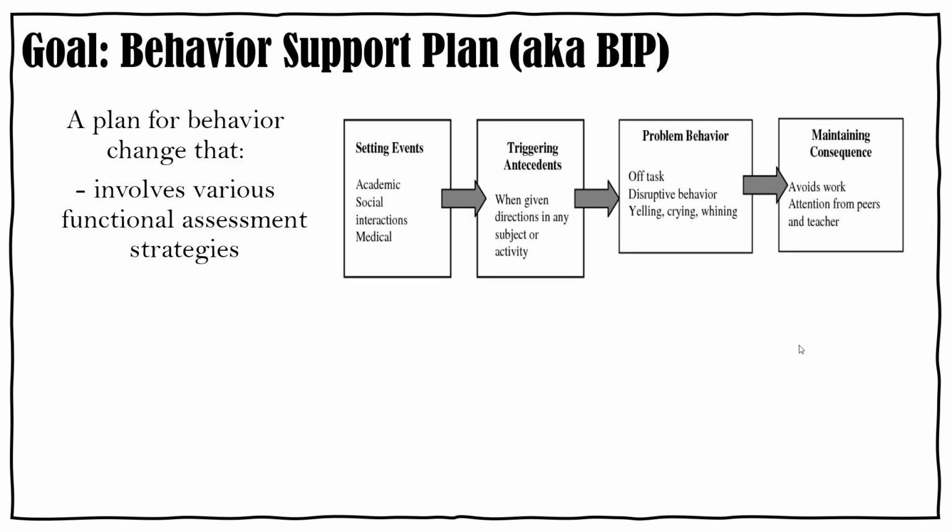From your functional assessment, you should have identified the antecedents that most commonly trigger the behavior. You should have identified the problem behavior, and you should have identified the maintaining consequence. So what's the function of the behavior? What's maintaining the behavior? You also might have looked at what we call setting events.